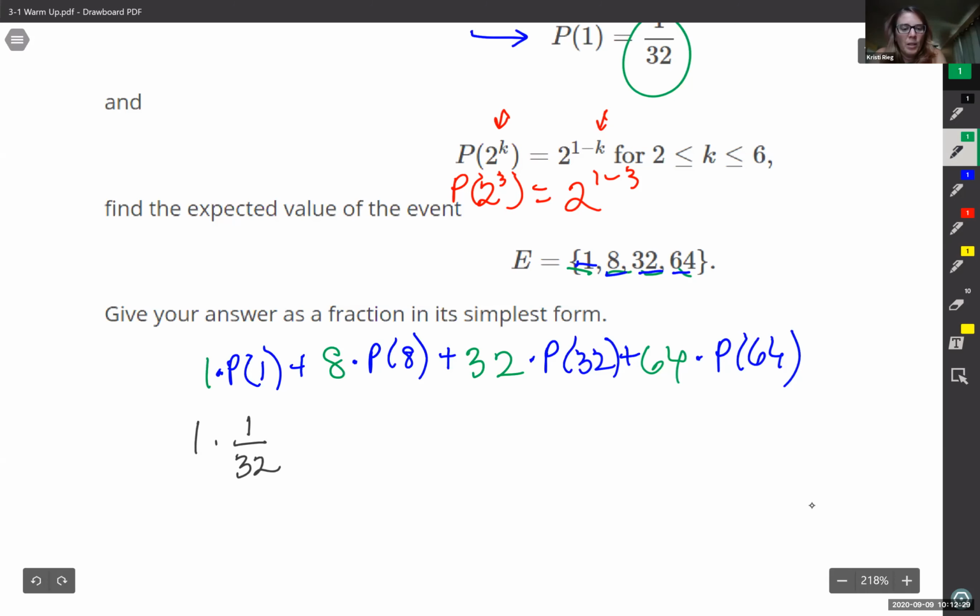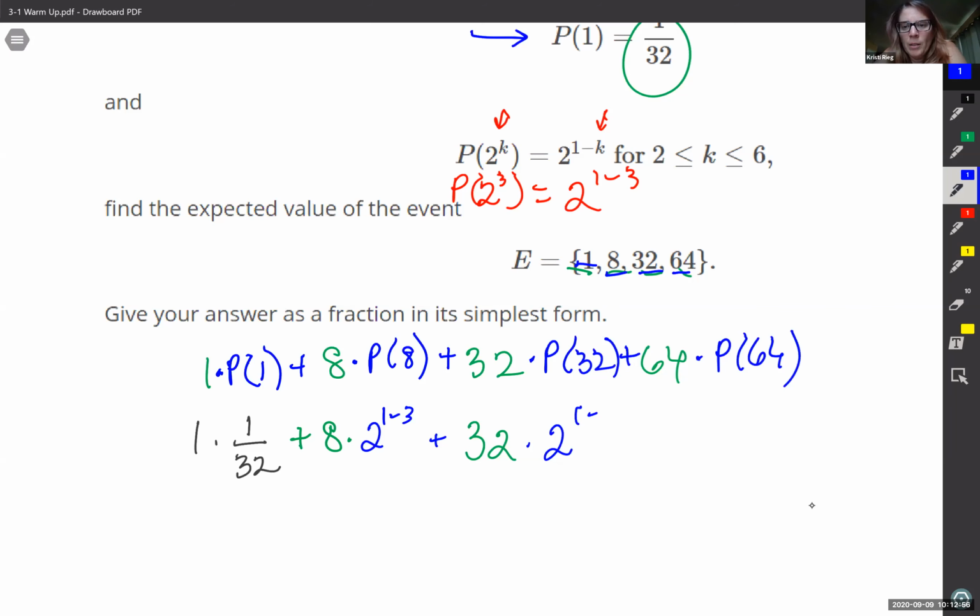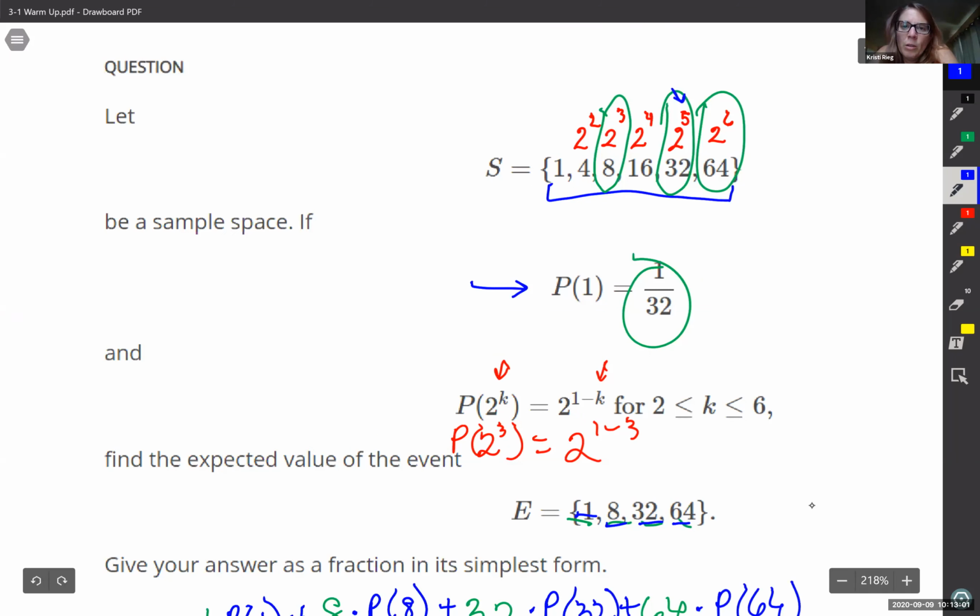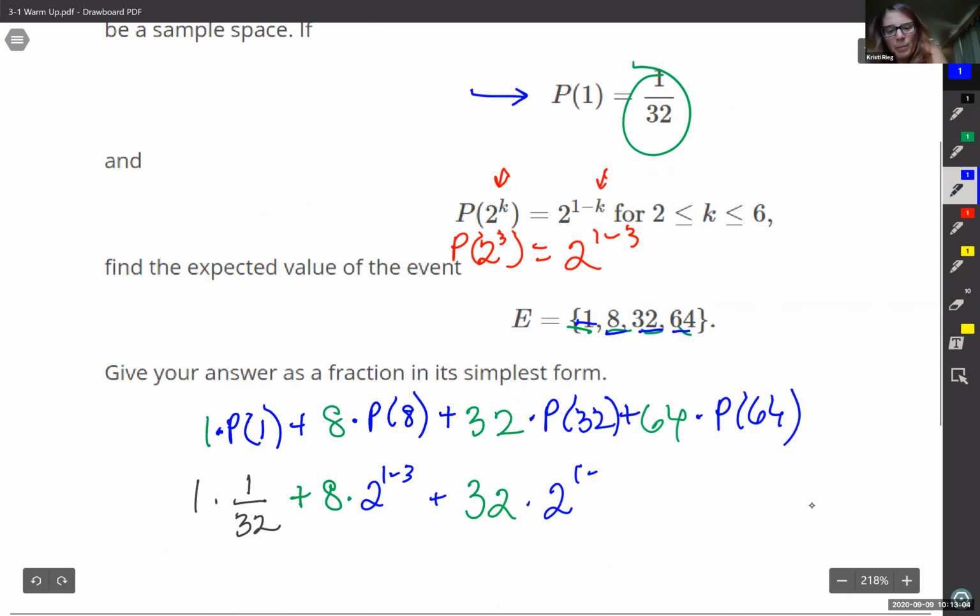So we have 8 times 2 to the 1 minus 3. For 32, I don't know why I didn't keep my color scheme going. 2 to the 1 minus 3. 32 is going to be 2 to the 1 minus, well, what's 32? I'm going to go up here. 32, I know I'm marking all over this, but at least it's a different color. 32 is 2 to the 5th, so our probability is going to be 2 to the 1 minus 5th.